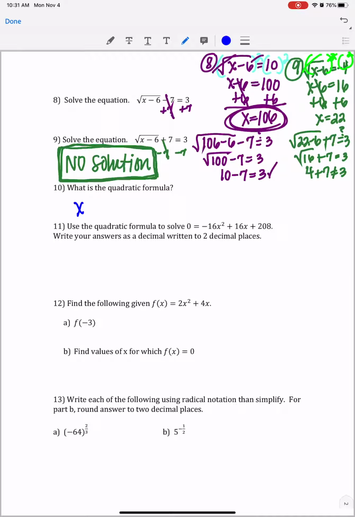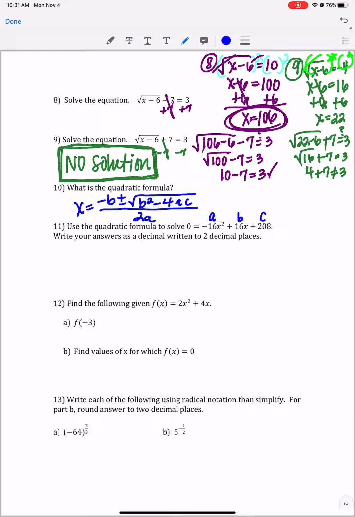So your quadratic formula is x equals negative b plus or minus the square root of b squared minus 4ac, and it is all over 2a. So on 11, use the quadratic formula to solve. Write your answer as a decimal written to 2 decimal places. So I've already got my formula written. This is my A, this is my B, and this is my C. Okay, and please remember that A is with that negative.